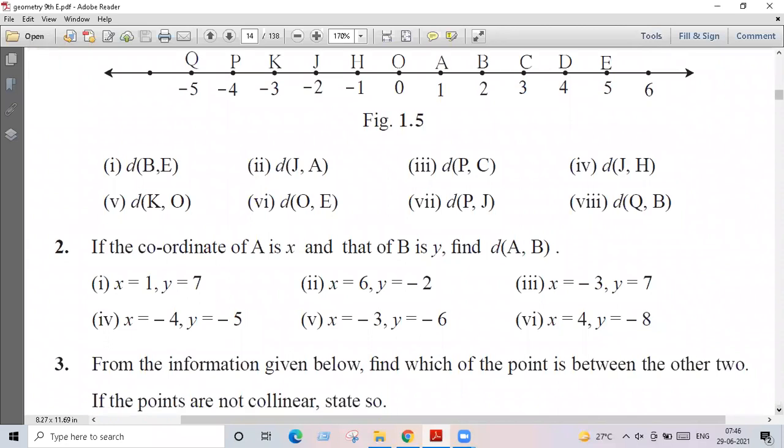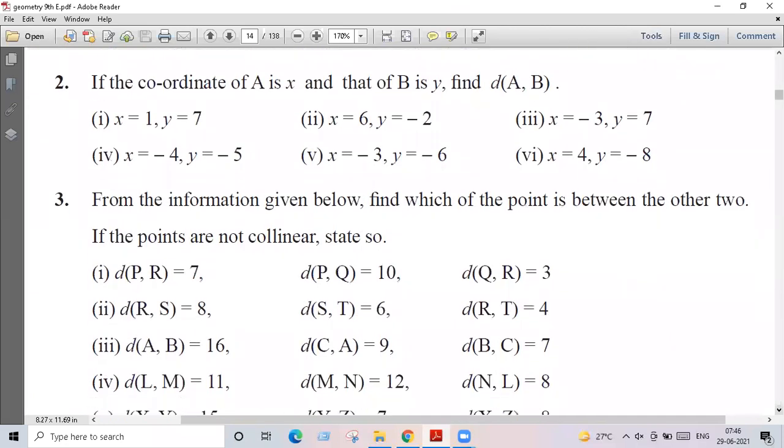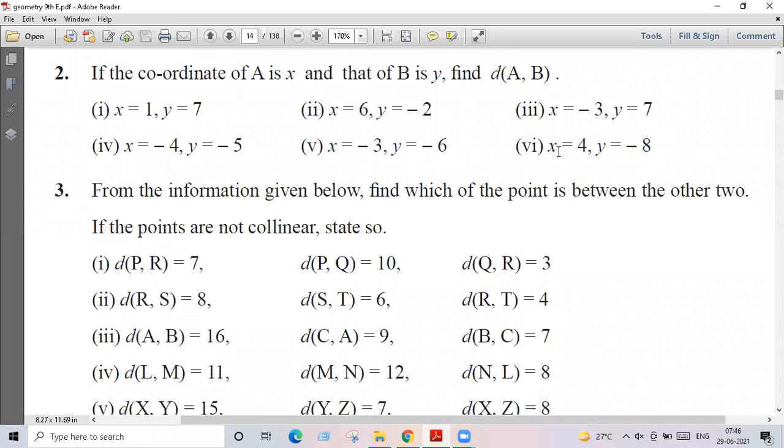Question number 2. If the coordinates of A is x and B is y, then find the distance between A and B. See, here also you have to do the same. Similar way we are going to follow, children. Everything is the same. Here the number line is not given. Therefore you must know which number is smaller and which number is greater. So first one, if you see x is 1, y is 7. So you can directly say subtract 1 from 7. The answer is 6. But don't write it directly.